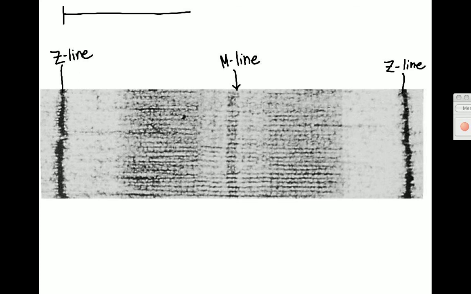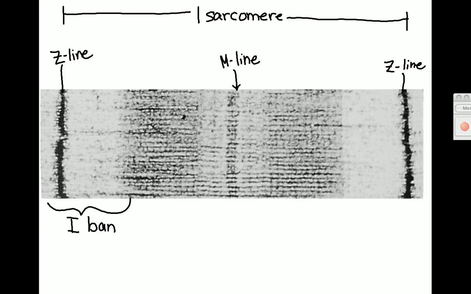So once again, one sarcomere runs from Z line to Z line. Now you can see here we definitely get this light area. Okay, that's an I band. We have another one down here.